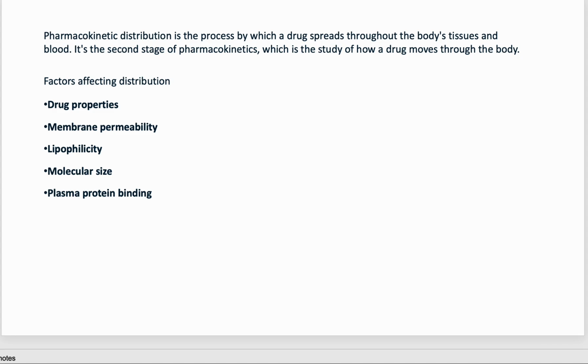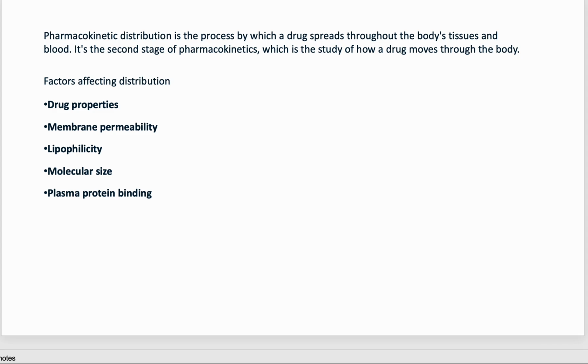Now, let's discuss a little bit about distribution. Distribution is the process by which a drug spreads throughout the body tissue and the blood. It's the second stage of pharmacokinetics after absorption, which is the study of how a drug moves through the body. There are several factors affecting distribution: drug properties, membrane permeability, lipophilicity, molecular size, and plasma protein binding.